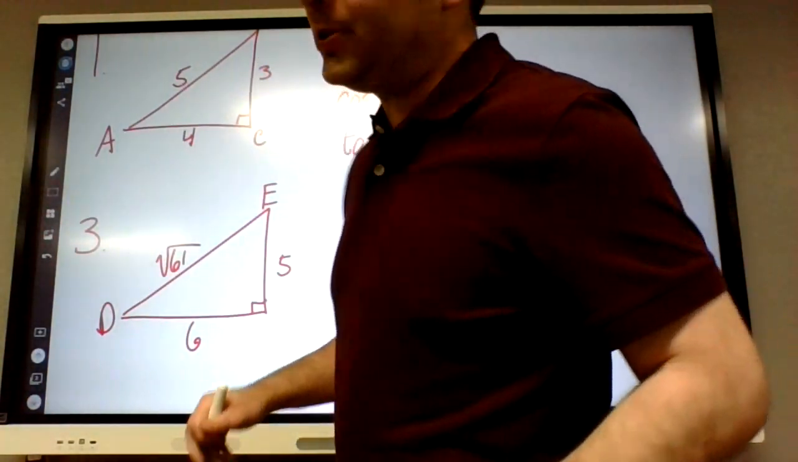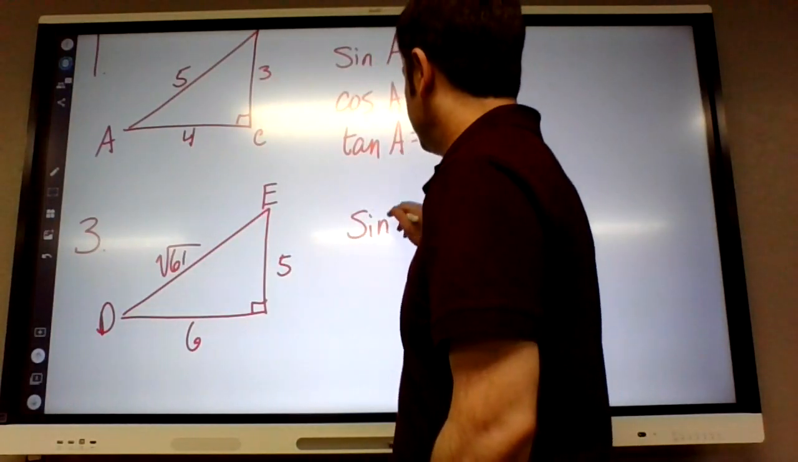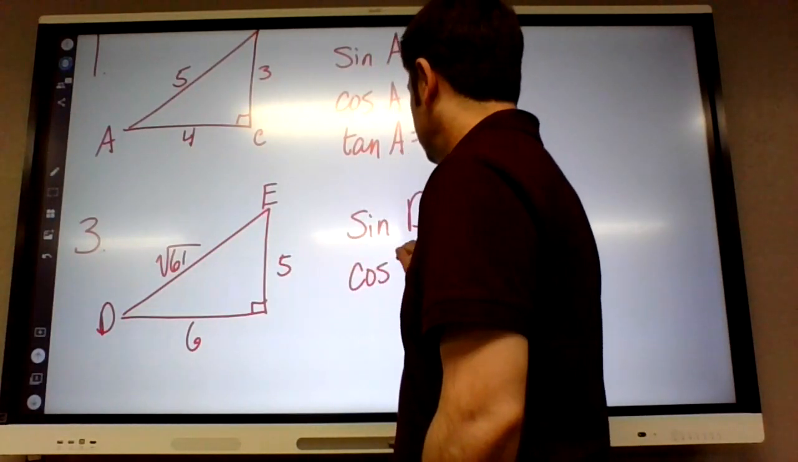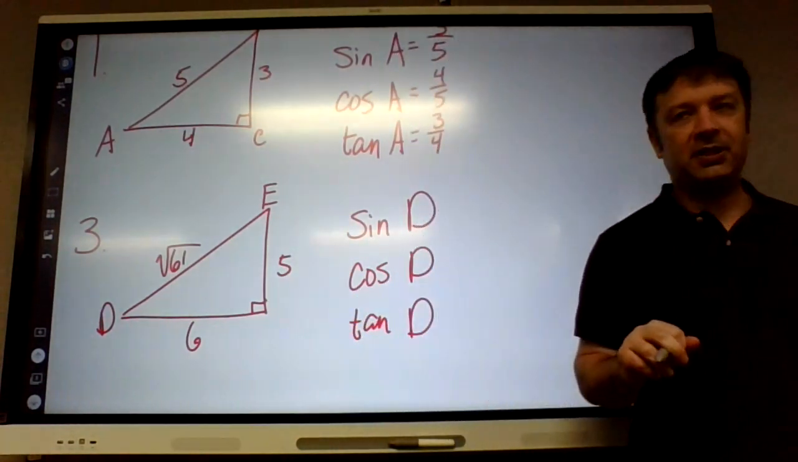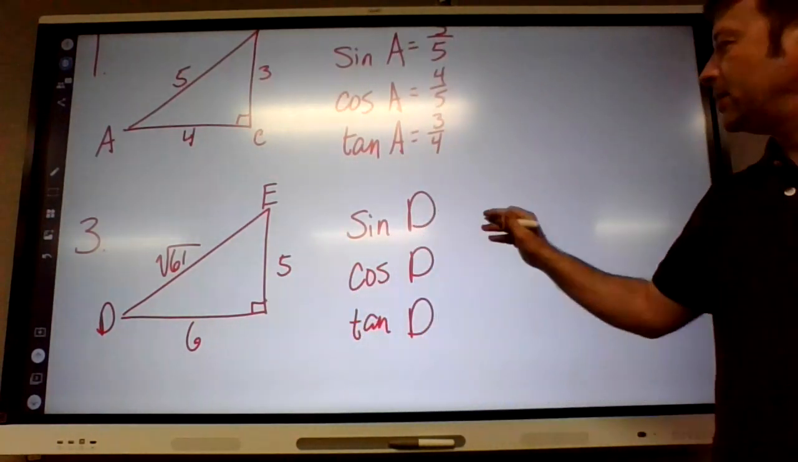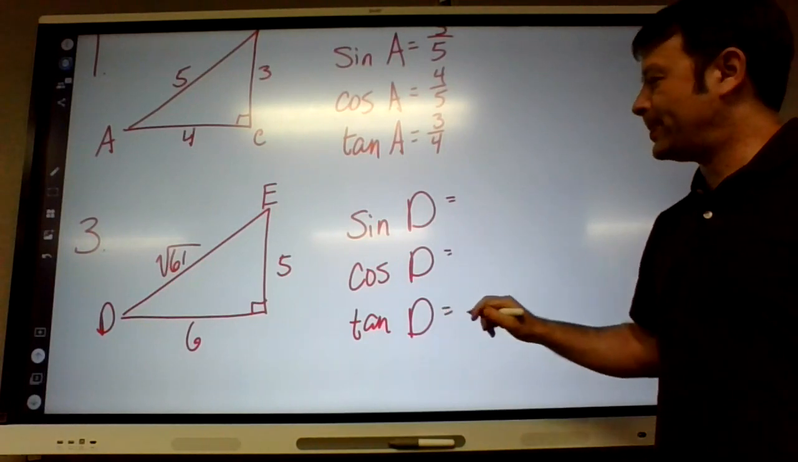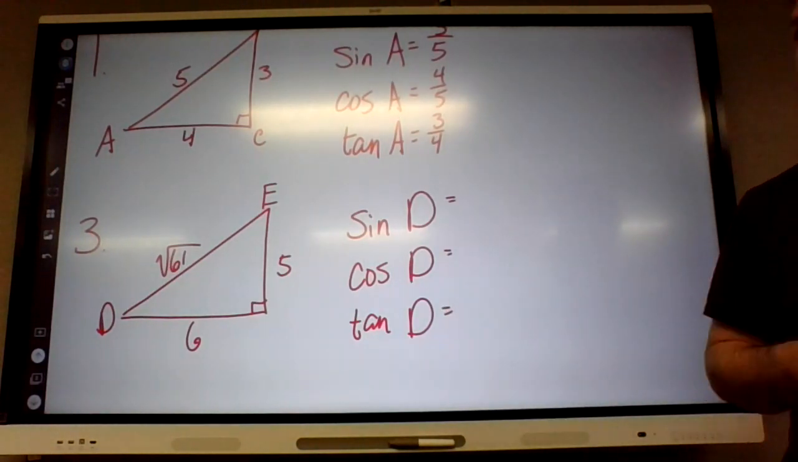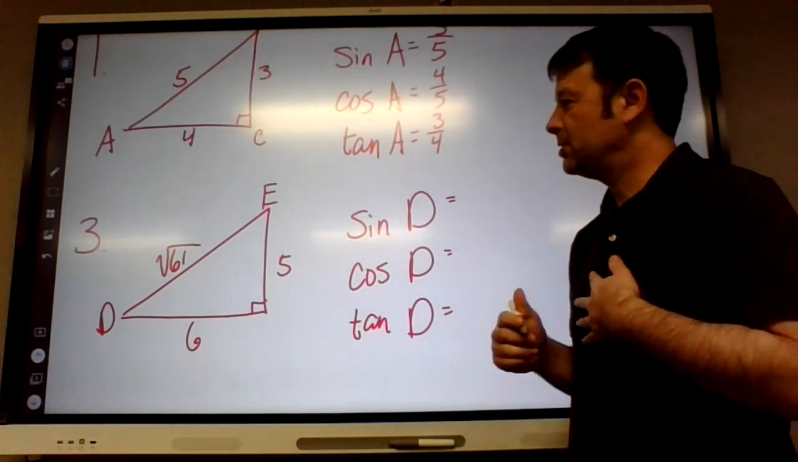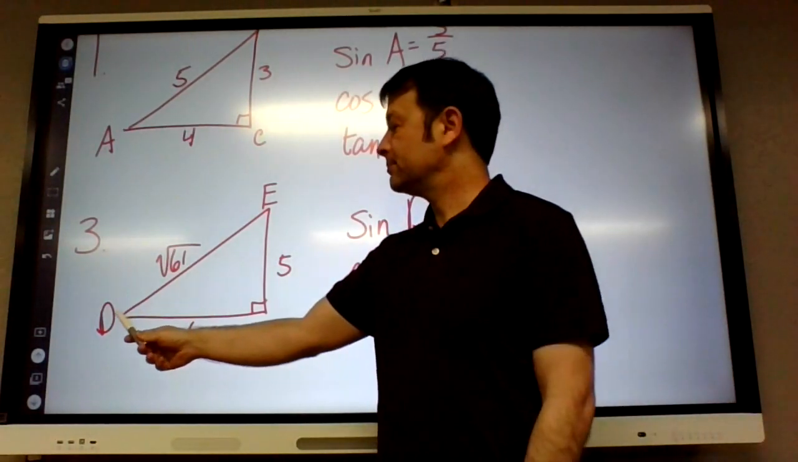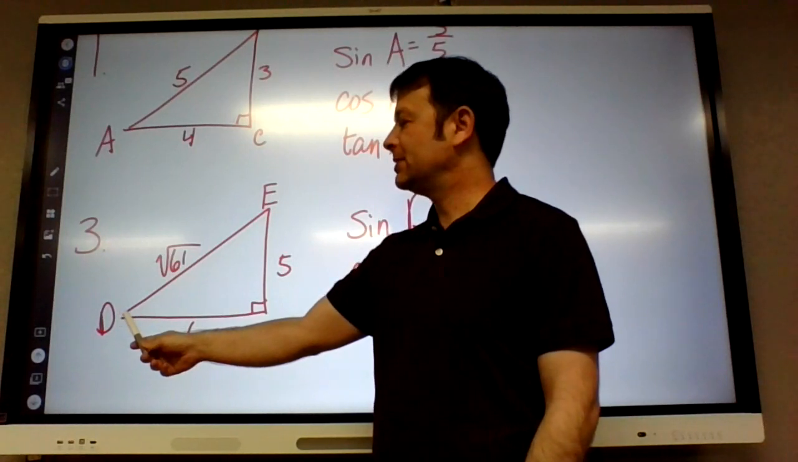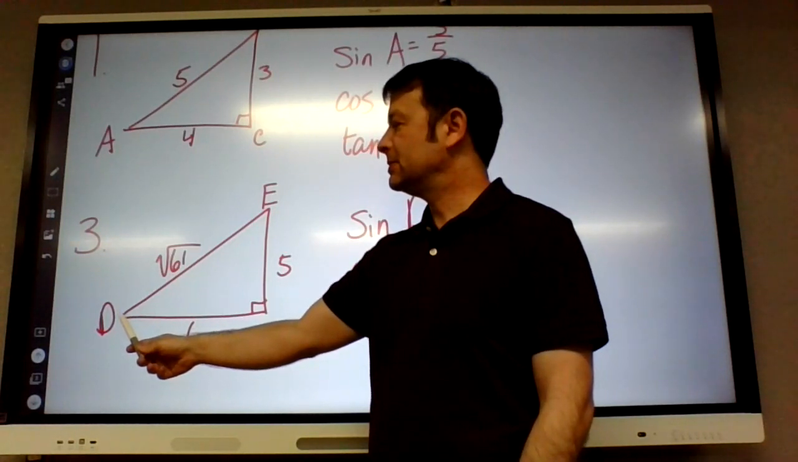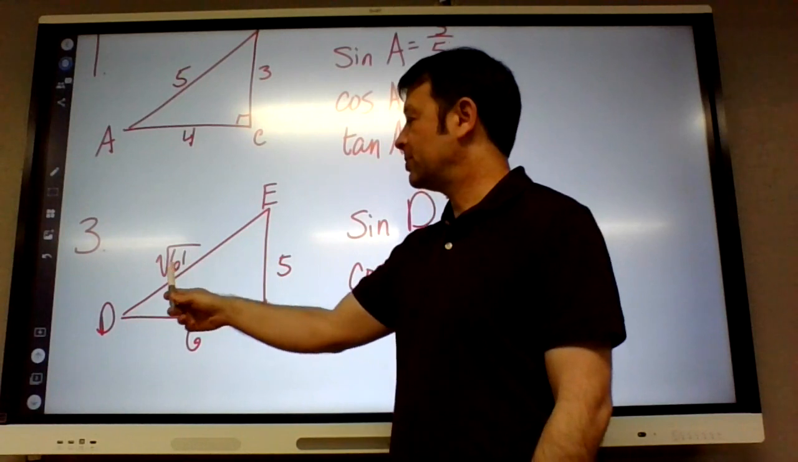Number 3, we're doing D. I want to get to 18 today. Okay, let's just go around the room. We'll start with Paxton. Okay, so sine, go opposite over hypotenuse. Right. So, 6 over 6. Nope, what's opposite? Oh, opposite of D? Oh, I was looking at E, I think. Okay, 5 over the square root of 61.